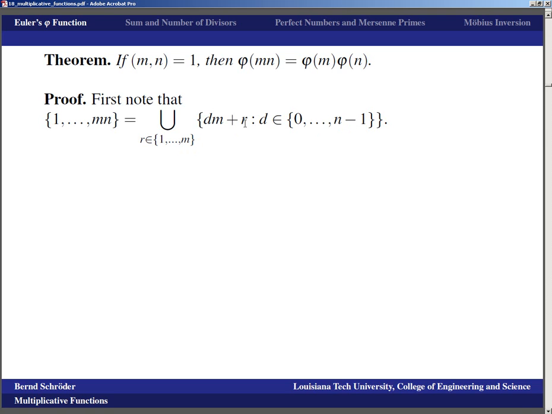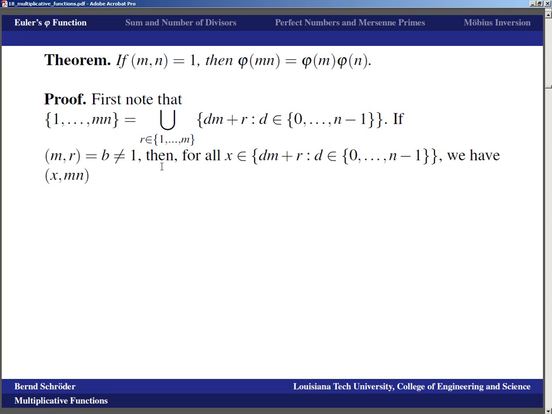So this starts with d equals 0, r equals 1, so it starts at 1. And when d is n minus 1, and r is m, then we actually also capture m n, and we capture all the numbers in between. Well, if the greatest common divisor of m and r is b, not equal to 1, then for all numbers x in this set where the remainder is r, we have that the greatest common divisor of x and m times n is greater or equal than b, and that's greater than 1.